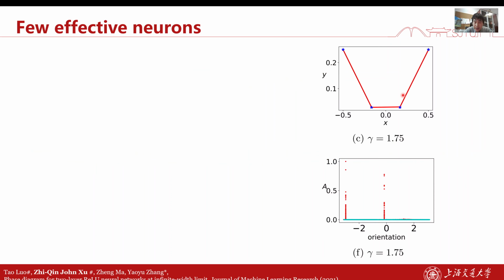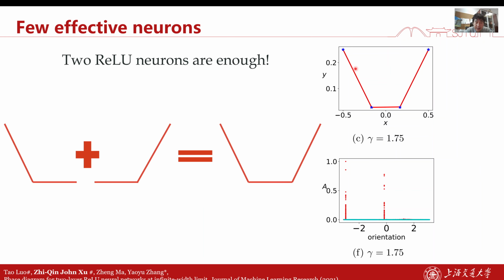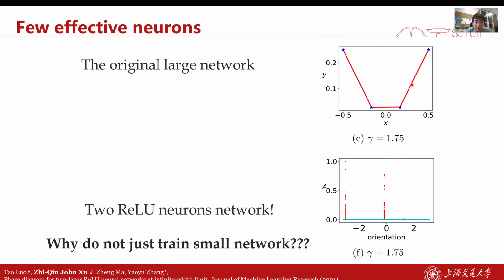So we are mentioning this, although we use a very large neural network to fit these 4 data points, actually after training, there are only 2 effective neurons. That is, this ReLU and this ReLU, their summation is enough to fit these 4 data points. And the question is, the original large network and the smaller effective network of only 2 neurons, are they similar?